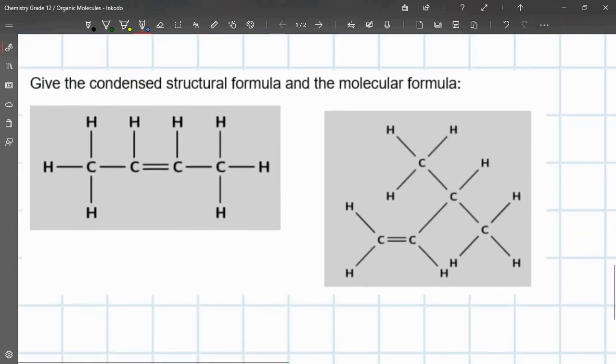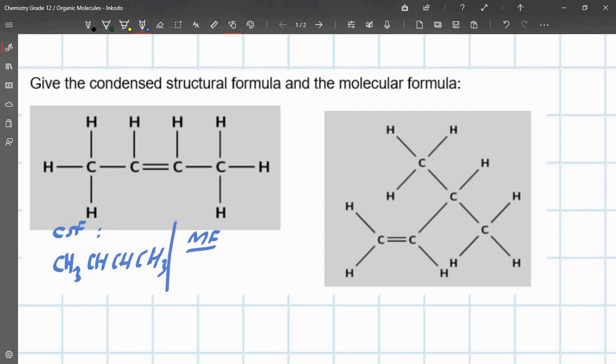Okay, so condensed structural formula. Very simple, very straightforward. Similar to the structural formula, this is going to be a CH3, except not all the bonds are shown. CH3, then CH, and CH again, and CH3. And that's your condensed structural formula. And then the molecular formula: if you just count everything, there are a total of 4 carbons, and how many hydrogens? 8 hydrogens. And that's your molecular formula.